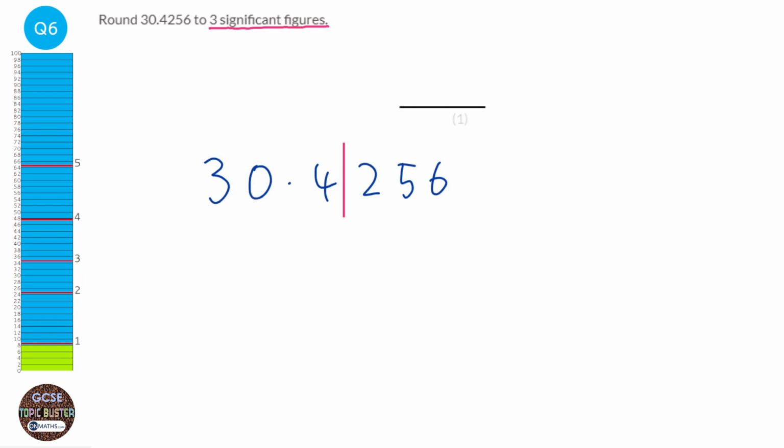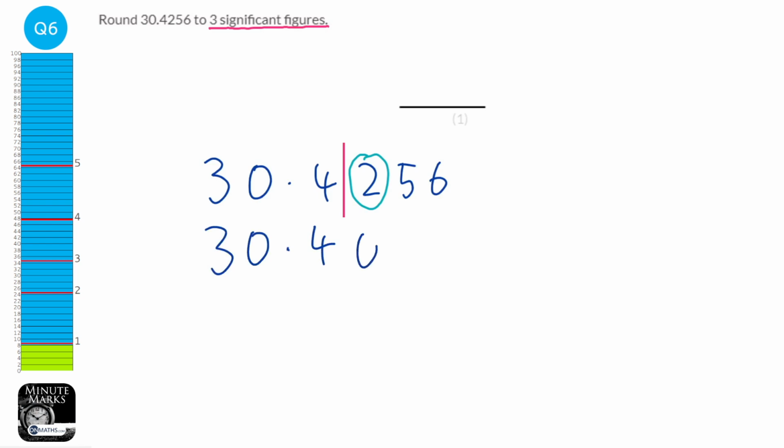Now all the numbers are going to turn into 0 on the right hand side. So these numbers here will all turn to zeros. But before they do, we need to look at this number. Now this number is a decider number. If it is 5 or more, then it will push this number up by 1. If it's less than 5, then nothing will happen. Because it's less than 5, all the numbers to the right will turn into zeros. And with decimals, if they're zeros, we don't need to write them. So the answer would be 30.4.